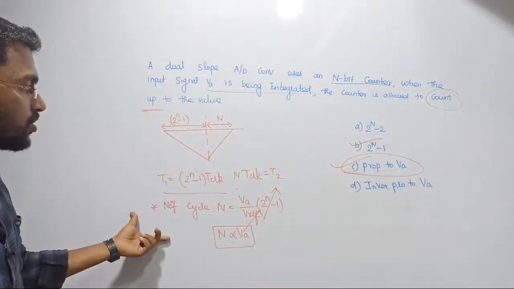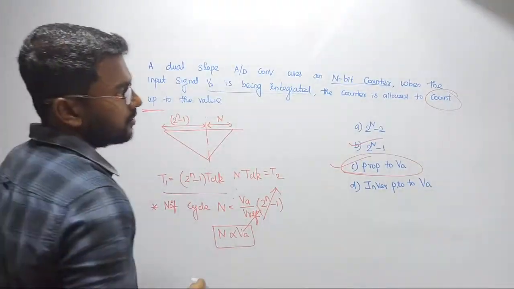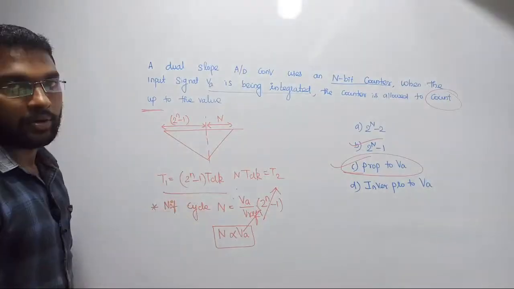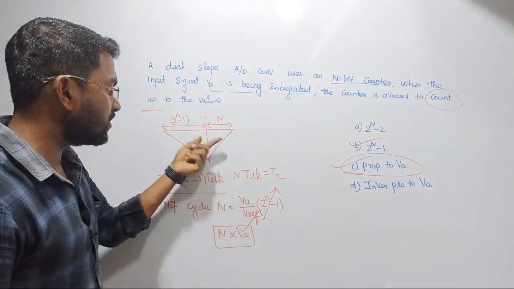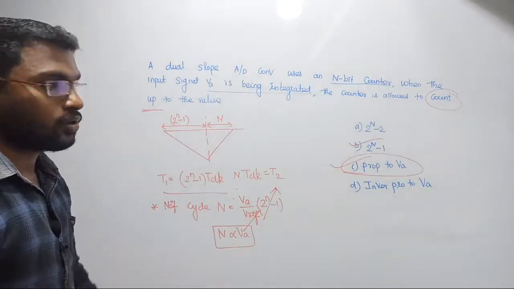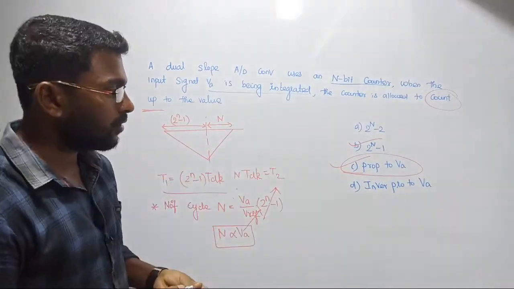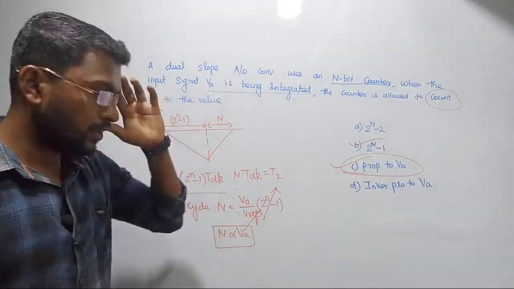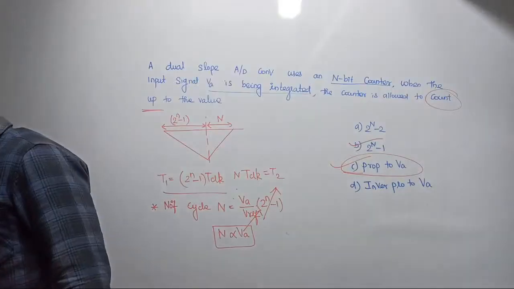It depends on the question that they are asking here, and according to the given statement, your counter is allowed to count up to 2 power n minus 1, and then what will happen? Again it will count. This is the number of cycles it is taking to recount. So the number of cycles is proportional to VA. Number of counting is 2 power n minus 1 only. Sorry, forgive me, I am taking too much time for this one. My mind is blowing with another concept.